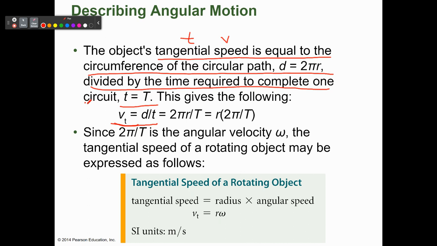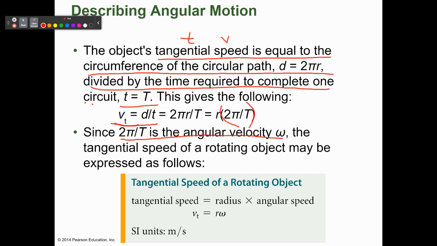Okay. We factor out the radius and we group these two things together. And remember, if we group those things together, that is the angular velocity.